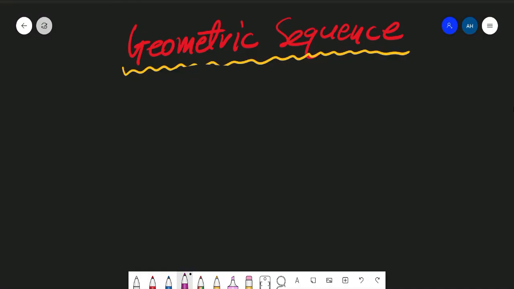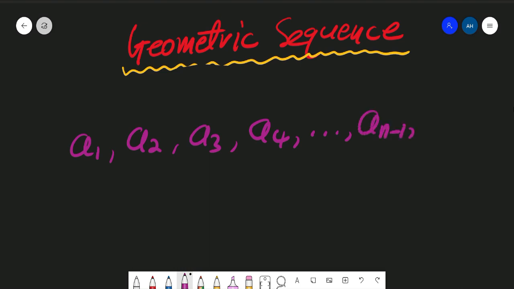For any sequence of numbers, we can represent the terms of the sequence as A1. That's for the first term, and then maybe we can write A2 for the second term. Then we can write A3, the third term. We have A4 for the fourth term. And then we have A to n minus 1 terms. This is the nth term, and maybe the sequence goes to infinity.